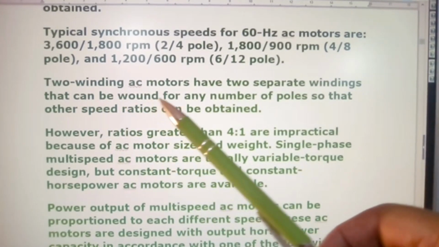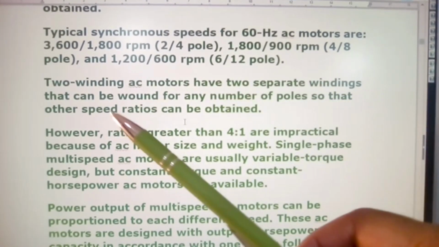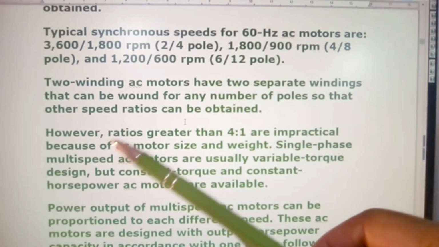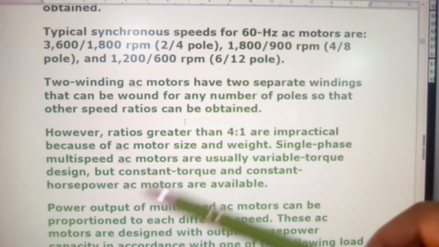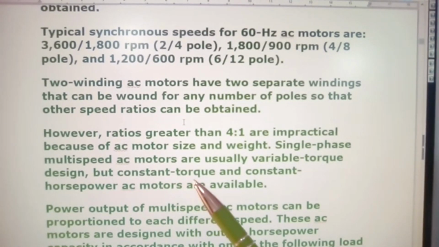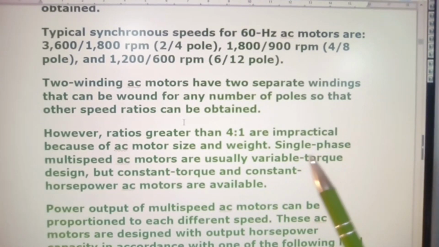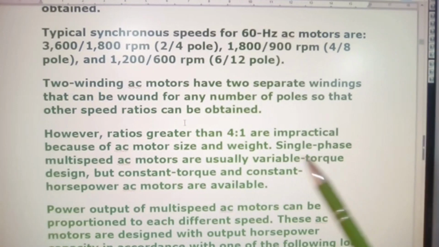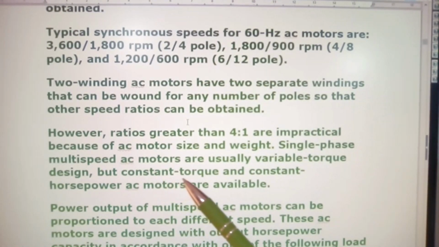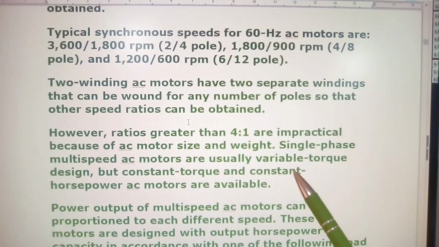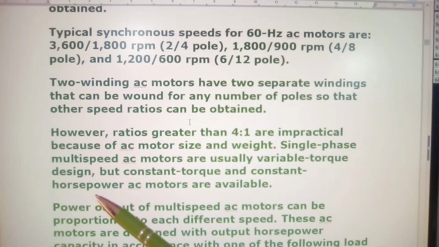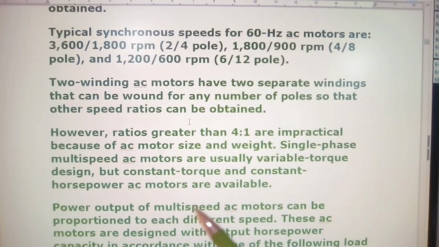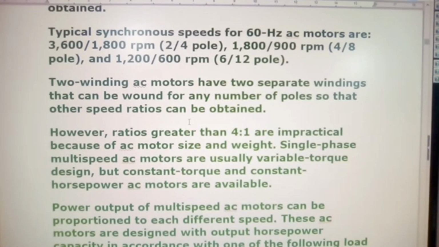2 winding AC motors have 2 separate windings that can be wound for any number of poles so that other speed ratios can be obtained. However, ratios greater than 4 to 1 are impractical because of AC motor size and weight. Single phase multi-speed AC motors are usually variable torque design, but constant torque and constant horsepower AC motors are available.